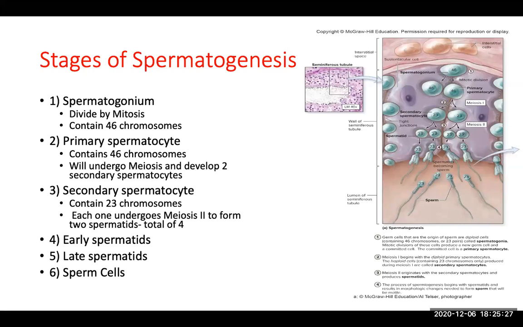So this is just the stages of spermatogenesis. Spermatogonia divide by mitosis. They contain 46 chromosomes. The primary spermatocyte contains 46 chromosomes, and it will undergo meiosis 1 and develop 2 secondary spermatocytes. The secondary spermatocytes contain 23 chromosomes. Each one undergoes meiosis 2 to form 2 spermatids for a total of 4. And there will be early spermatids, eventually progressing into late spermatids, which will eventually mature into sperm cells.